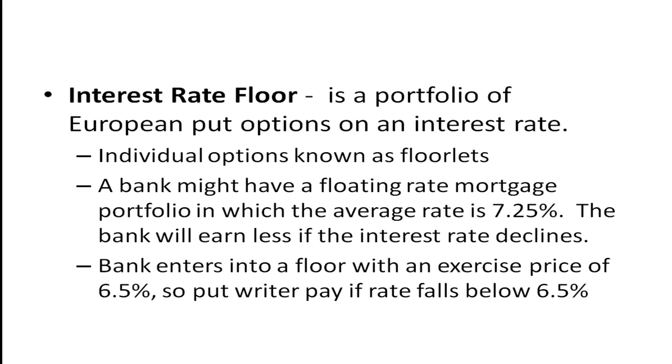Now, a bank might have a floating rate mortgage portfolio in which the average rate is 7.25%. But the bank's going to earn less if interest rates decline. So what the bank does is the bank enters into a floor with an exercise price of 6.5%. So the put writer will pay if the rate falls below 6.5%.